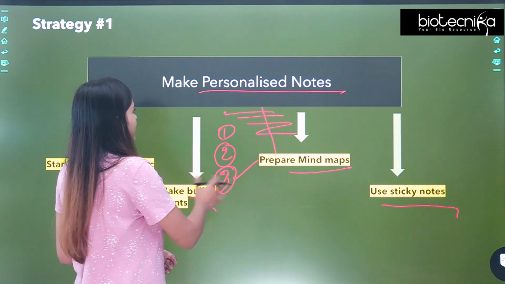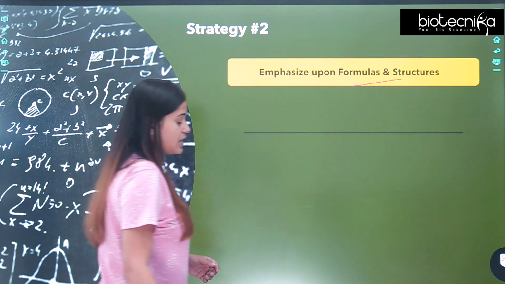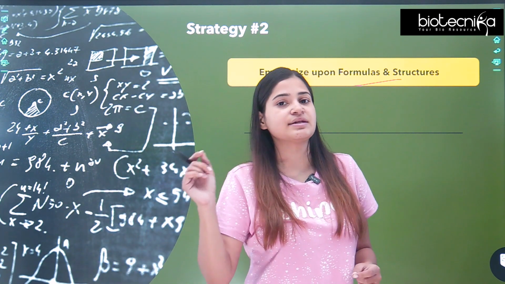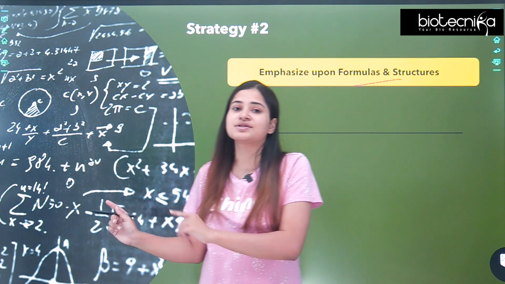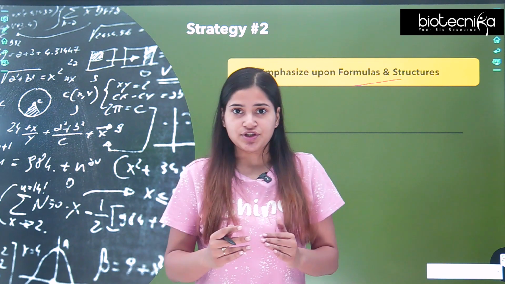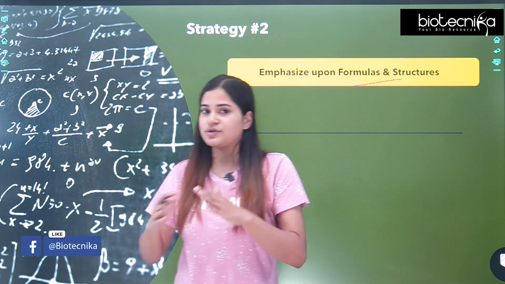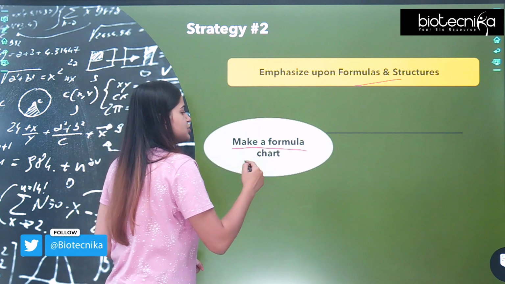So the first point I have mentioned, the second strategy is emphasize upon formulas and structures. In order to fasten your preparation, you should emphasize upon the formulas and structures, because formulas and structures are an integral part of the unit first of CSIR NET syllabus. So first, we are dividing into two parts, formulas and structures, because these are two different things. So firstly, what you should do, you should make a formula chart.